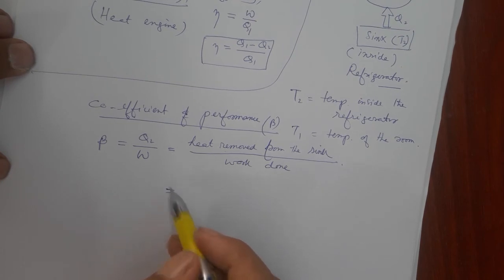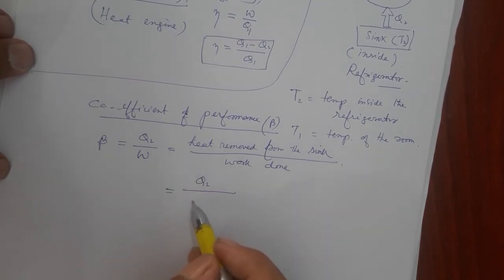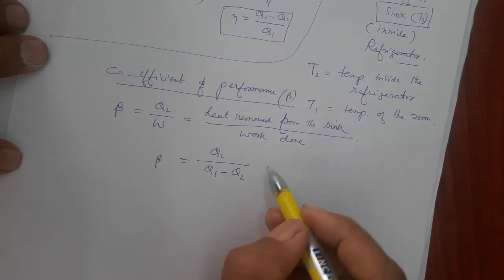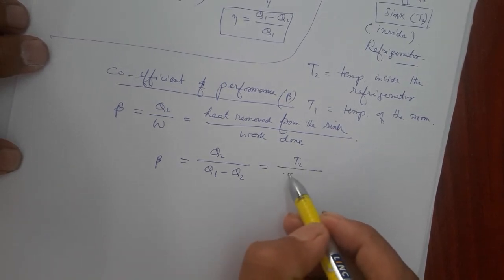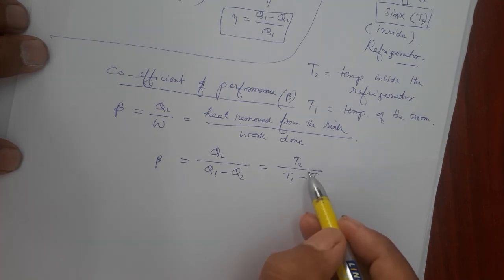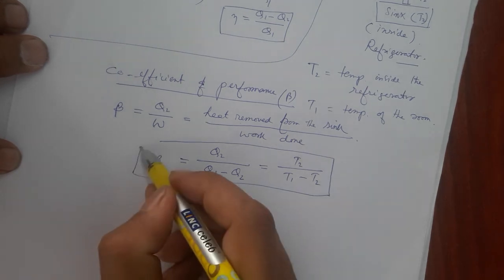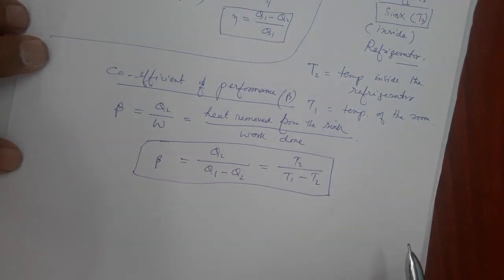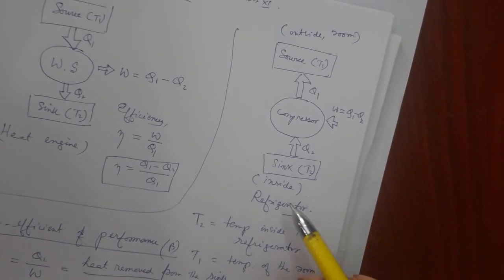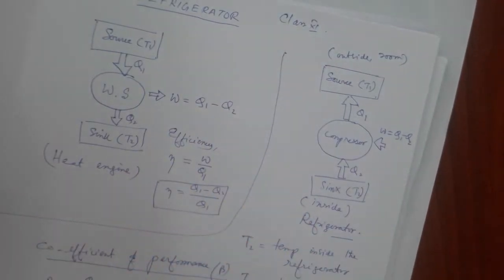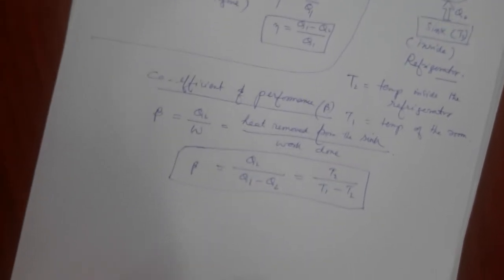Okay, so this is equal to Q2 as before, and work is equal to Q1 minus Q2. That's the equation of coefficient of performance, and this also can be written as T2 divided by T1 minus T2 in terms of temperature. So this is the actual equation for calculating coefficient of performance of a refrigerator. And as I said, a refrigerator should be working in the reverse direction to that of the heat engine. So let us not forget to mention that also.